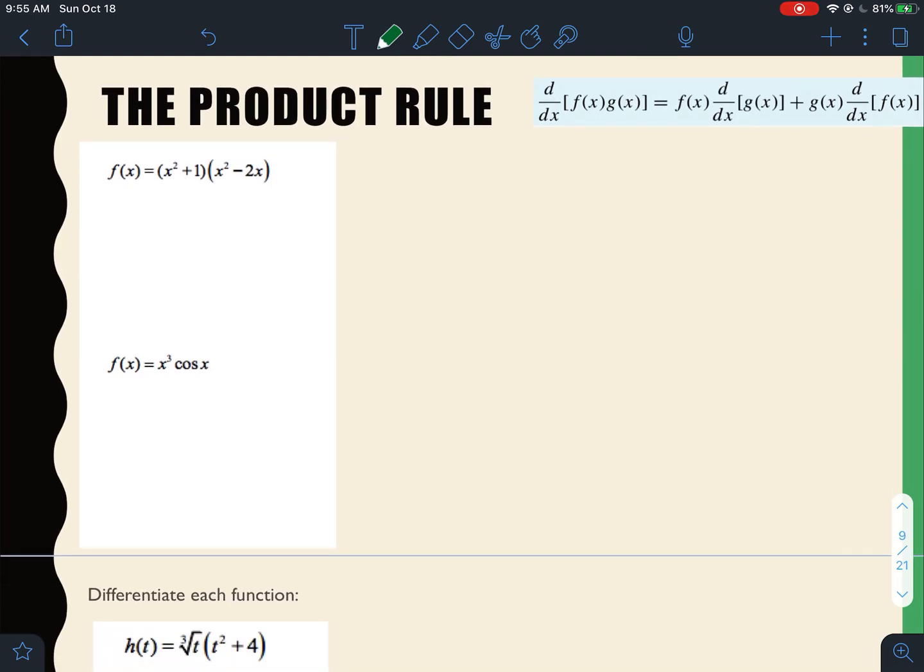So now let's talk about some important rules. We remember the power rule from last class, where you just multiply by the exponent and subtract 1 from the exponent. Now we're going to talk about the product rule.